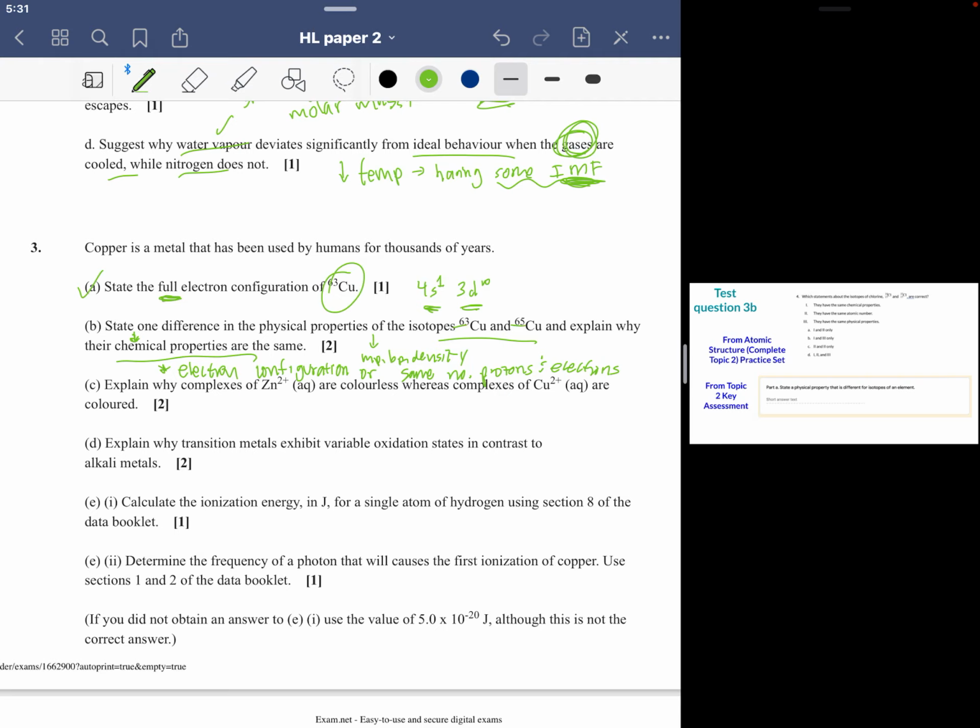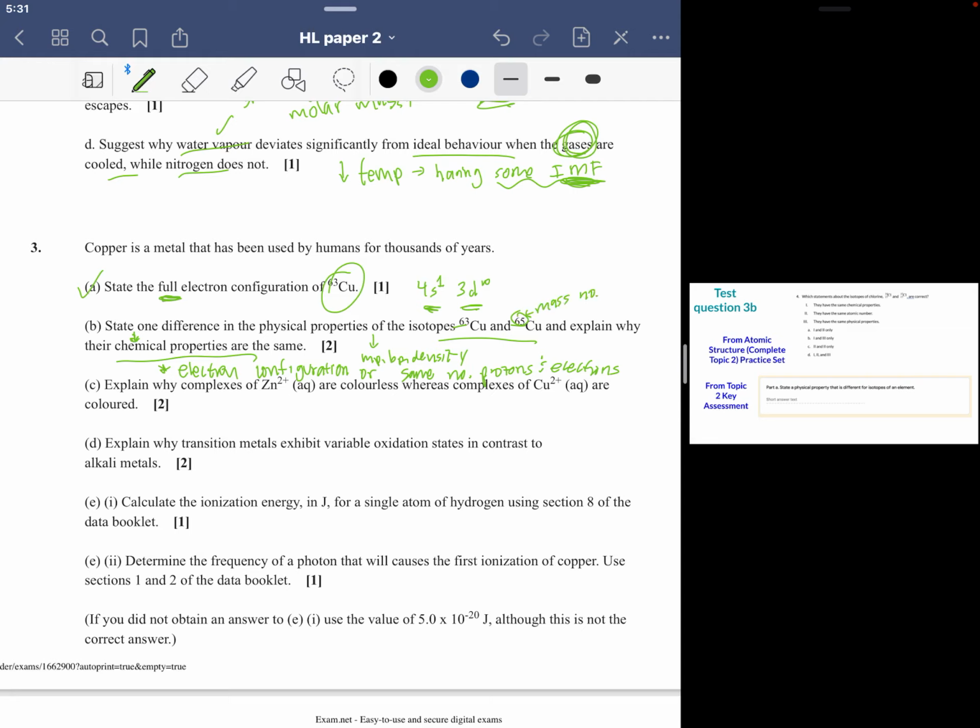One other thing to notice here, this is the mass number. Oops, my pen just disconnected. That 63 and 65, that is mass number. I saw some people trying to talk to me about having 63 electrons. Careful, mass number.